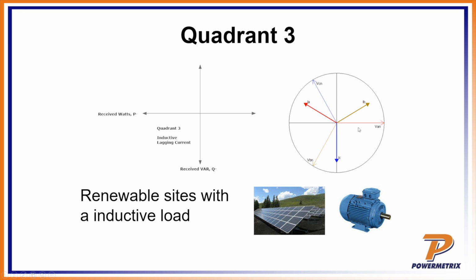So once again, if you look at the vector diagram, if we start out with the A phase voltage and we look at the A phase current, ideally it'd be 180 degrees for a purely resistive load. Since it's an inductive load, we're going to be moving in a clockwise direction, and so the vector will be moving up this direction.